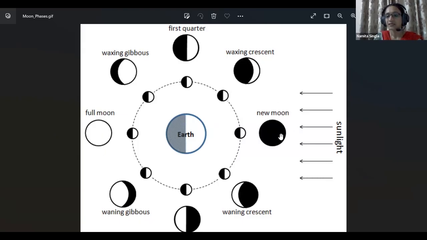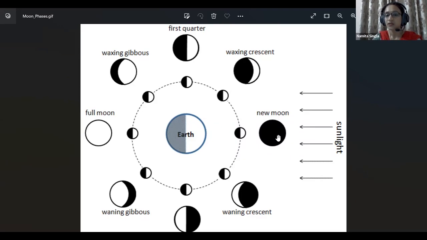So now let's start with these phases of the moon which are being shown on the upper side. We will be discussing these phases of the moon. Let's start with the new moon day. On new moon, see, they have shown it as black in color. Black in color means we are unable to see any moon on the new moon day.